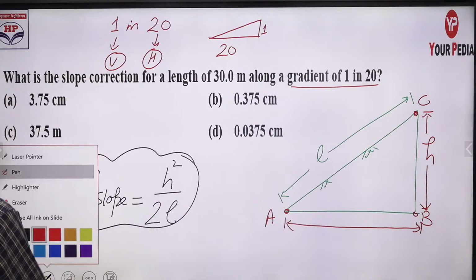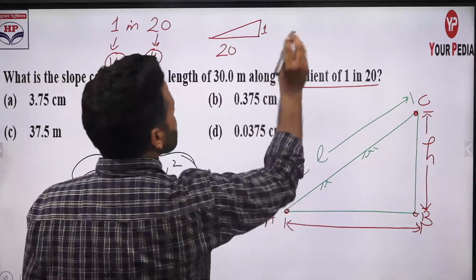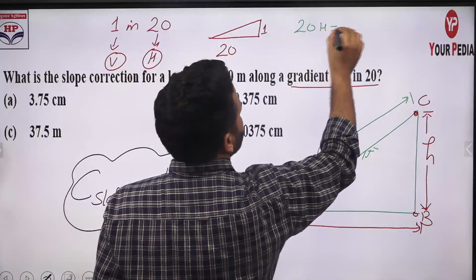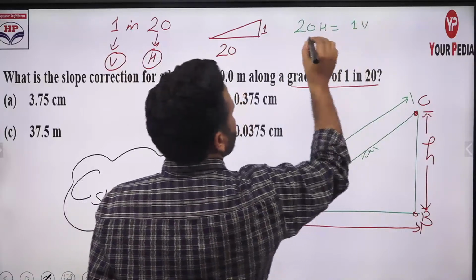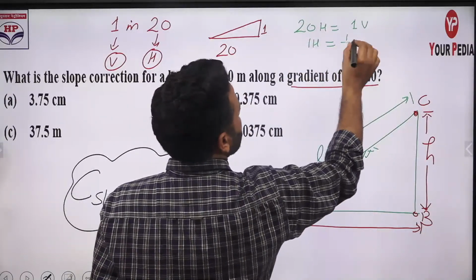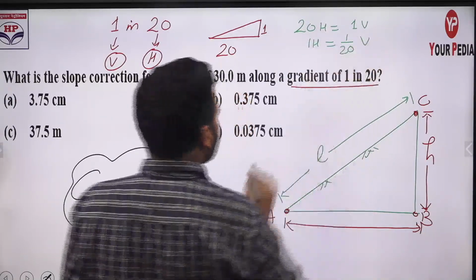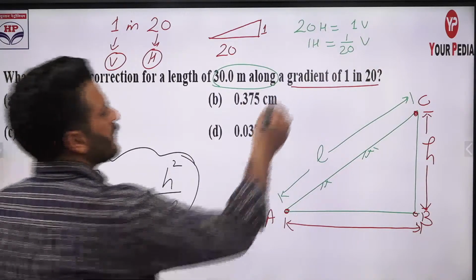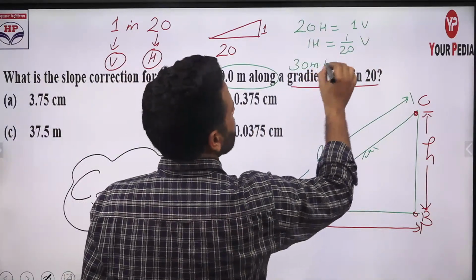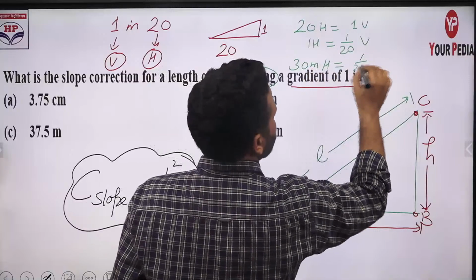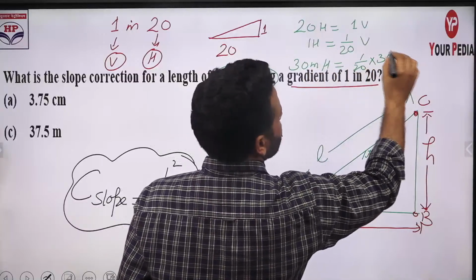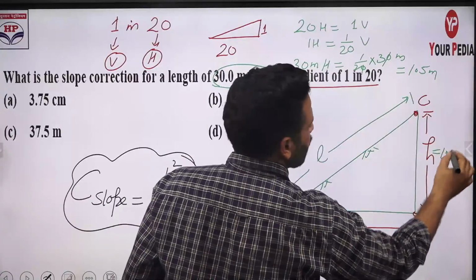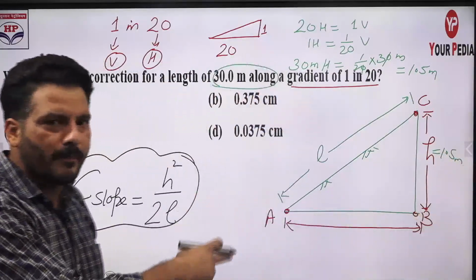Now the gradient is given, so you can calculate here, guys. For 20 unit horizontal distance, the vertical is 1 unit. For unit horizontal, the vertical will be 1 by 20. The distance you measured along the slope is 30 meter. For 30 meter, the vertical you have to raise is 1 by 20 into 30, in meter. The zeros cancel out, 3 by 2 will be 1.5 meter. Although, guys, this is an approximate thing.